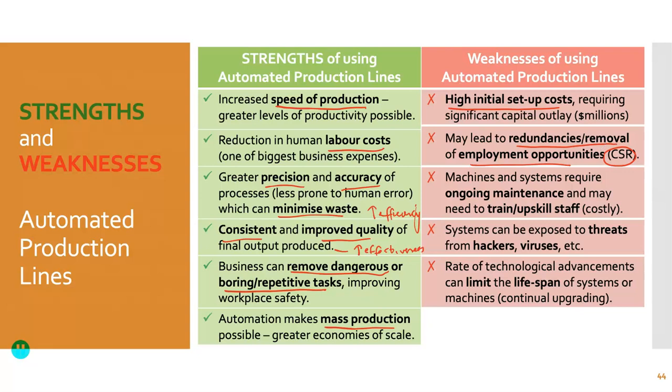Machines and systems require ongoing maintenance, which can be costly, and it might need us to train and upskill staff. Systems which control machines can be exposed to threats from hackers and viruses. And something that we often don't consider as a disadvantage: as technology advancement is going so quickly, this can actually limit the lifespan of these systems, which means we have to continually upgrade them to keep a competitive advantage, which means we might continually need to pay high costs.